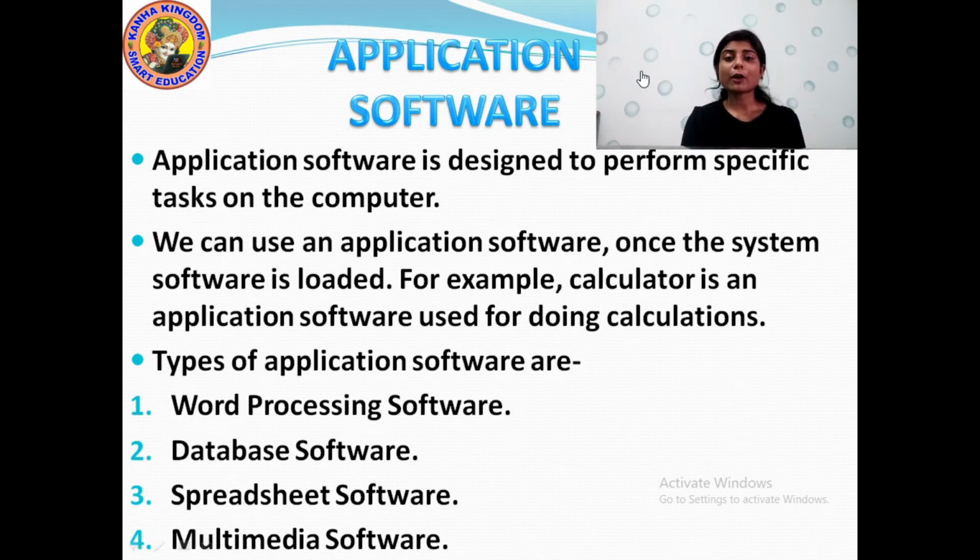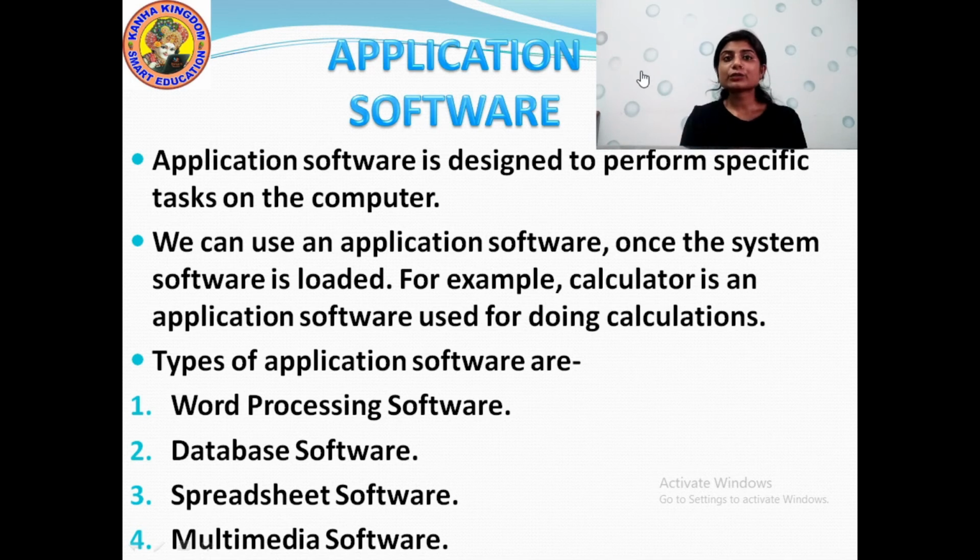If you want to perform any specific thing in a computer, you use application software. Application software is installed in a computer when you install an operating system. It is used to perform a specific task, whatever you want to work. Whichever application you want to work on a computer, this application software is designed to perform that task on the computer.